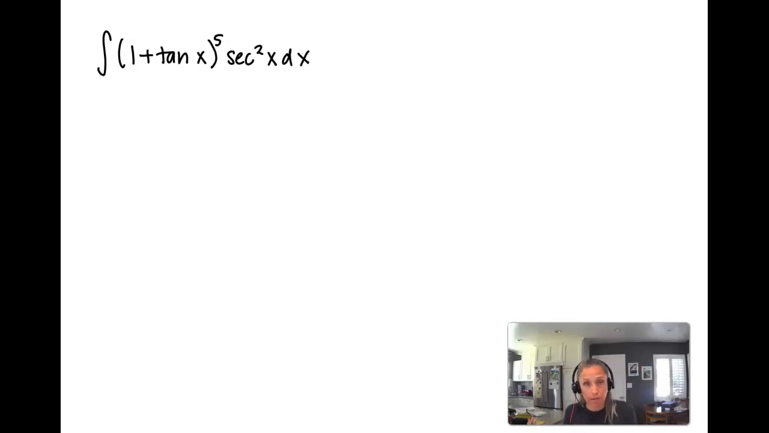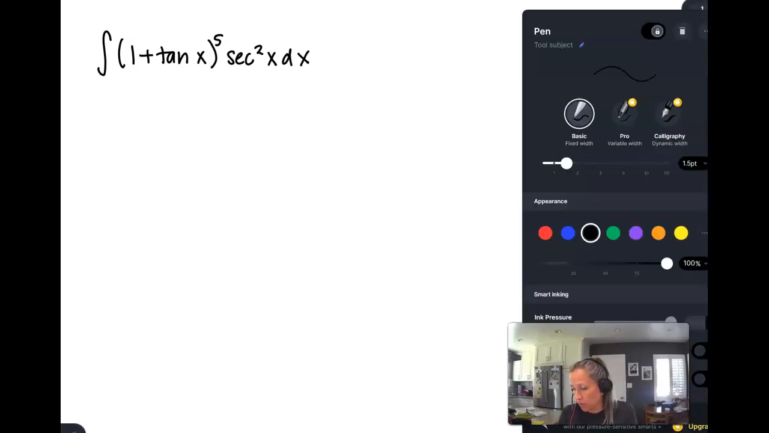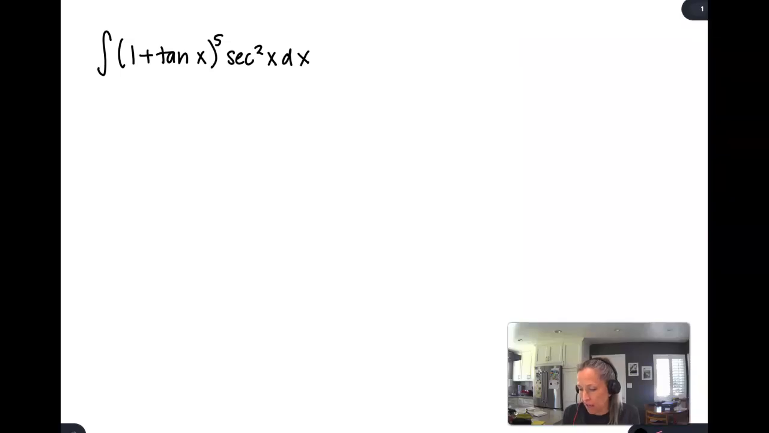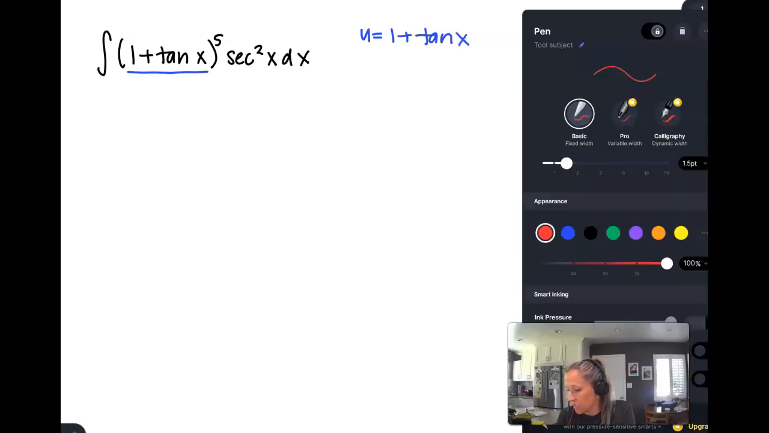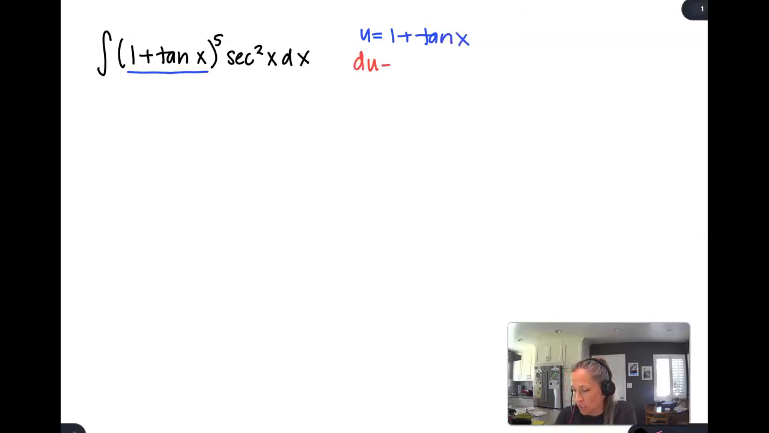Now we could rewrite secant in terms of tangent, but that's not going to help us at all. So what I was hoping you would recognize is we clearly have an inside function, right? We have something other than just x being raised to the fifth power, and that's usually a good indication that we're in U sub land. So you just try that out, right? So u is equal to 1 plus tangent of x, which then means my du, well, she is secant squared x dx. And that's exactly what we needed.